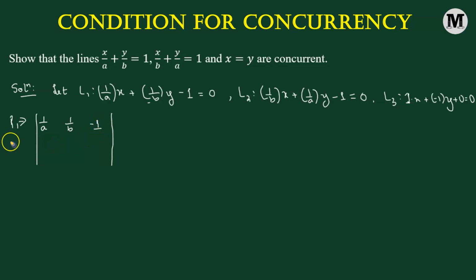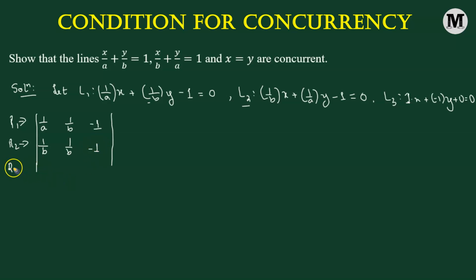And then moving on to the first row, third column, we're going to consider the constant coefficient, that's -1. In the second row, R2, we're going to consider the constant coefficients of the line L2. So starting with x, we have 1 over b, that is going to be the coefficient of x. Then we have the coefficient of y, which is going to go to the second row, second column. And then in the second row, third column, we're going to consider the constant term, that's -1.